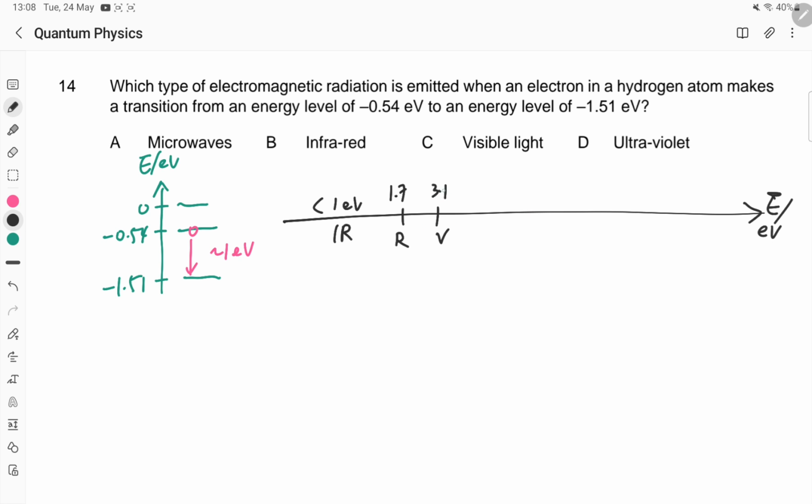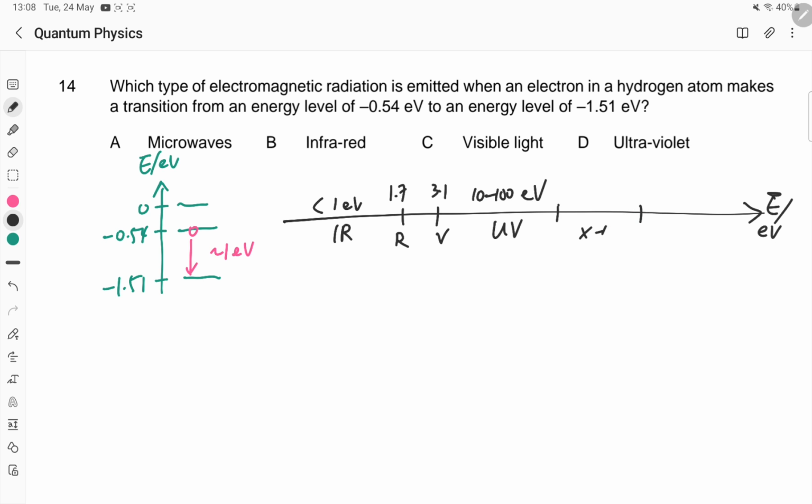So above 3.1, that will make it UV already. But I'll just give a more generic one. I'll just say that this is 10 to 100 eV. More than 3.1 to 10 is also considered UV. But I'm just giving you a range, an order. So tens or hundreds, you'll be UV.